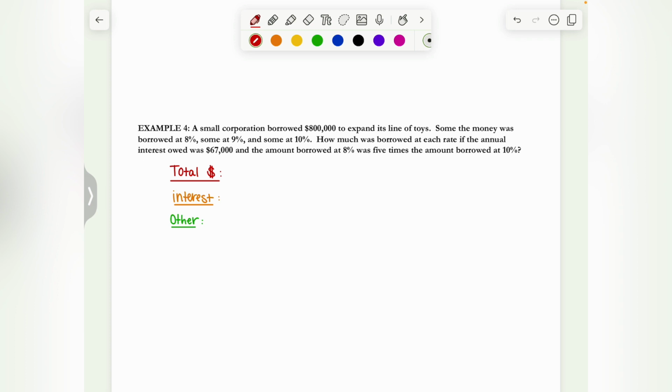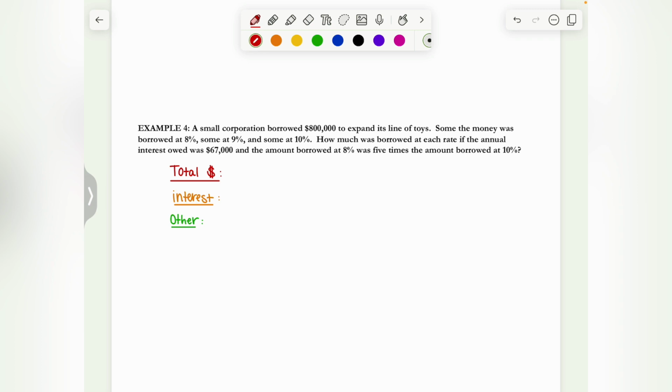It reads, a small corporation borrowed $800,000 to expand its line of toys. Some of the money was borrowed at 8%, some at 9%, and some at 10% interest. It should say interest. That's what that's talking about. So it says how much money was borrowed at each rate if the annual interest owed was $67,000 and the amount borrowed at 8% was 5 times the amount borrowed at 10%.